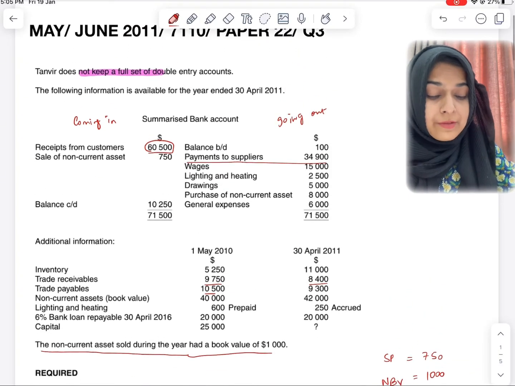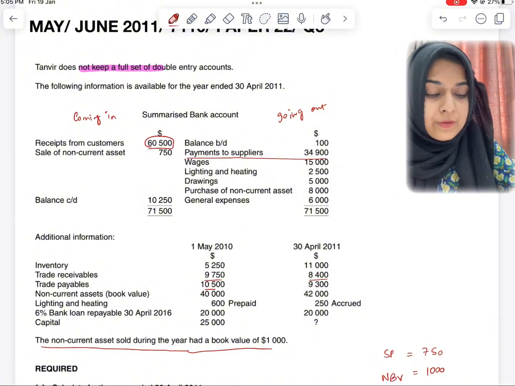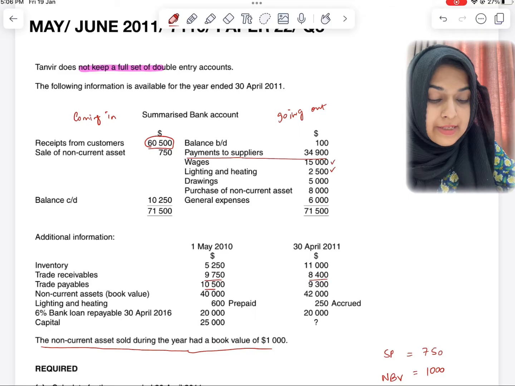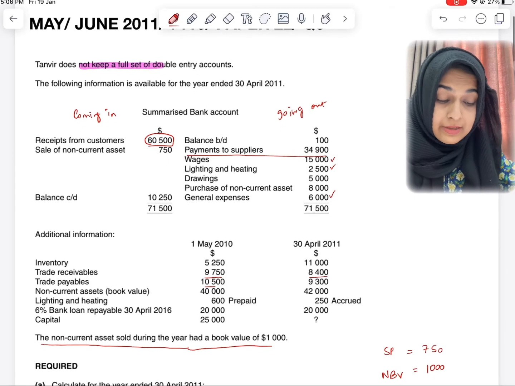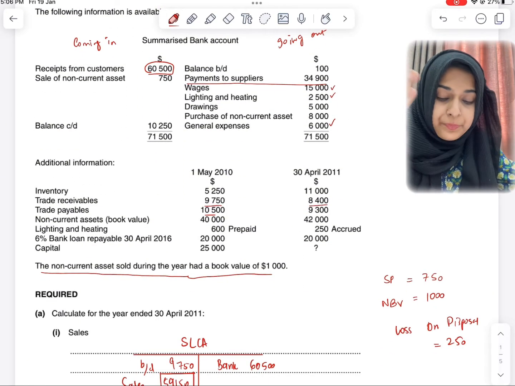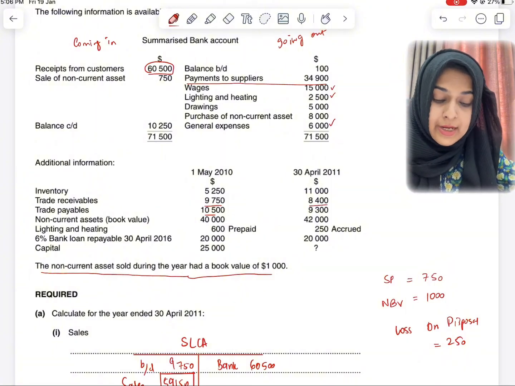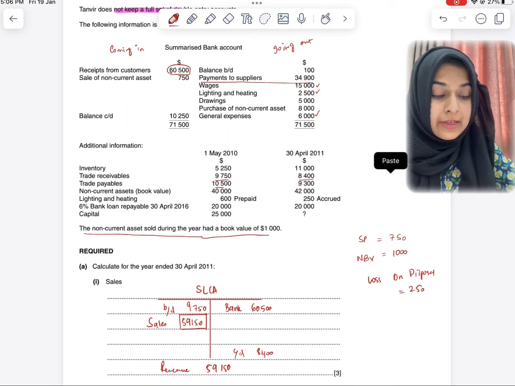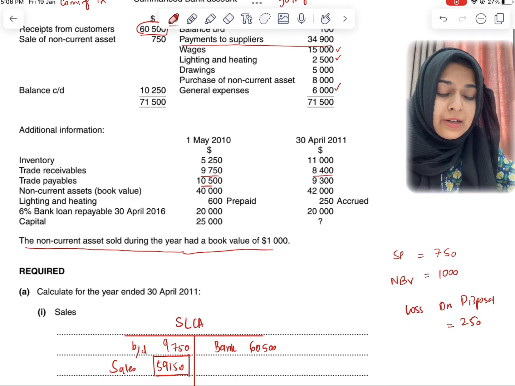But we have expenses like payments to suppliers, which we have used for the purchase ledger control account. We have wages, we have lighting and heating, we have general expenses. These are the expenses that I find on the credit side. For wages, we have paid 15,000, but we don't have any prepaid or owing for wages in the additional information. So if you had prepaid or owing for wages, you would have to adjust the wages for prepaid and owing.